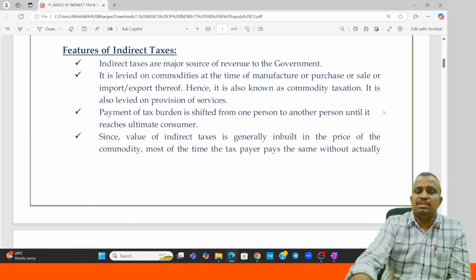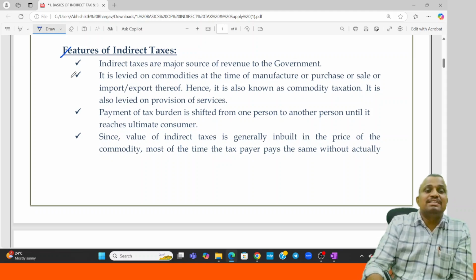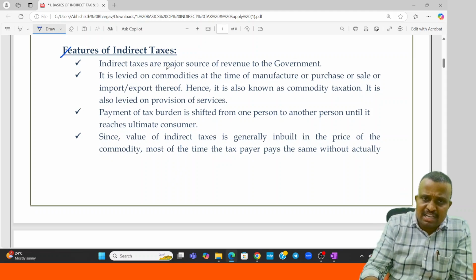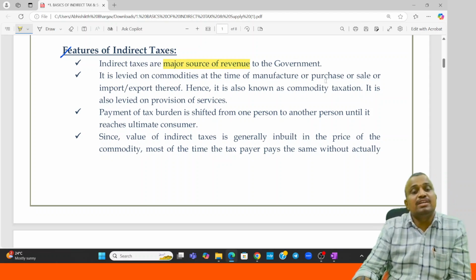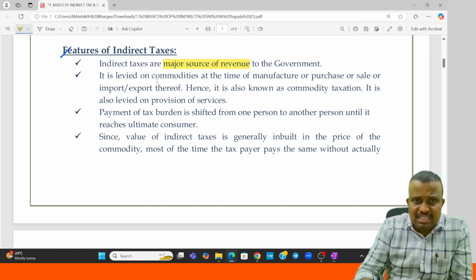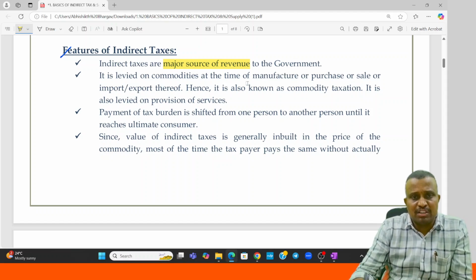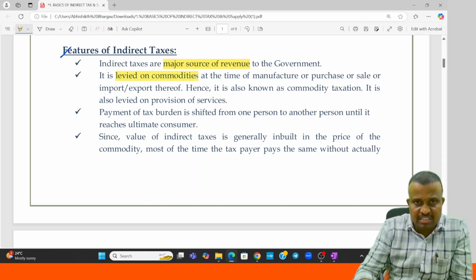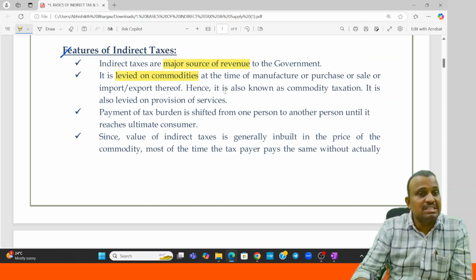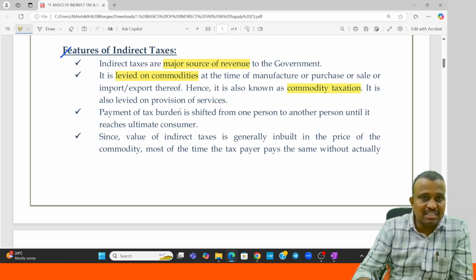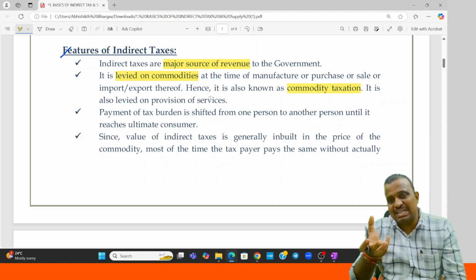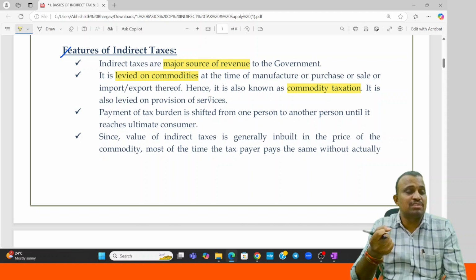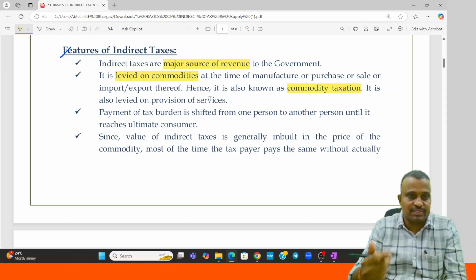Okay. Then coming to the next one, what are the features of the indirect tax? So indirect taxes, as we discussed, are the major source of revenue to the government, and they are levied on the commodity at the time of manufacture, or purchase or sale or import thereof. Hence, it is also known as commodity tax, and it is levied also on the provision of services. Simply, indirect taxes are imposed on activities relating to the goods as well as the services.